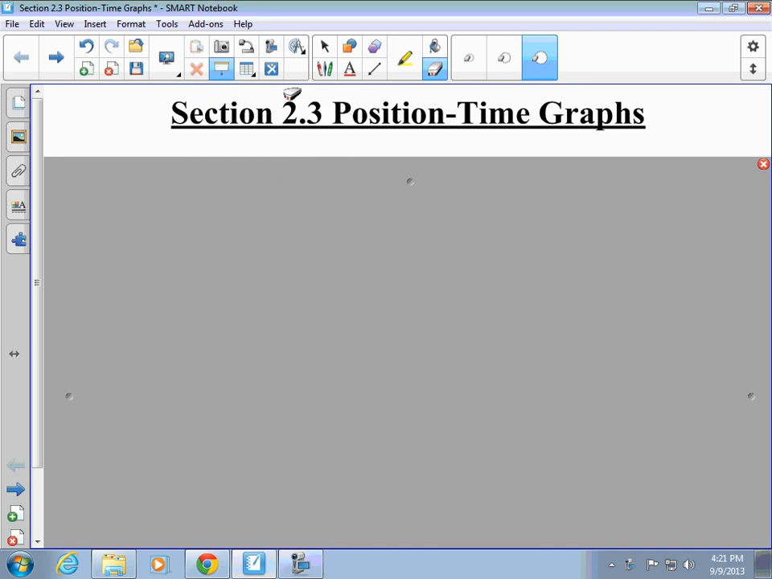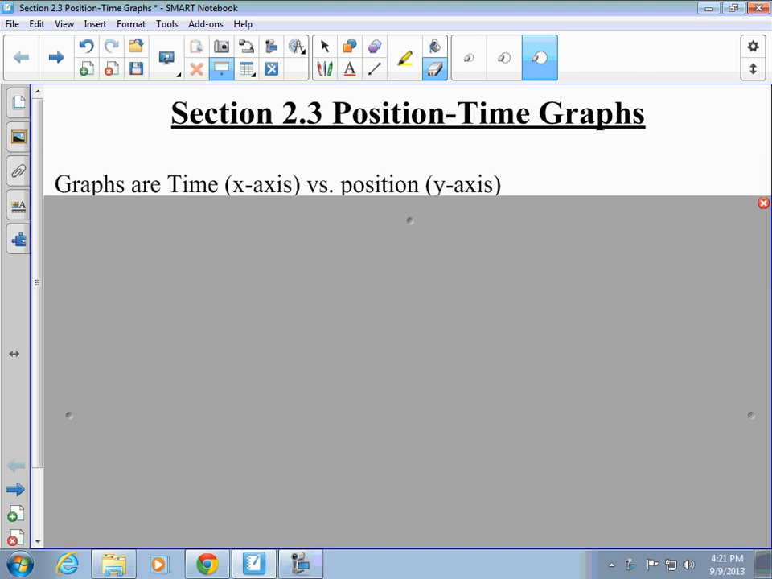All right, so the last bit of tonight's homework is section 2.3. We're talking about position time graphs. Well, we worked with graphs, so what are we graphing? Well, we're graphing position, which is essentially distance, and time. So we're doing the very simplest of graphs that we can start doing in physics with position and time. Graphs are time on the x-axis, position on the y-axis.